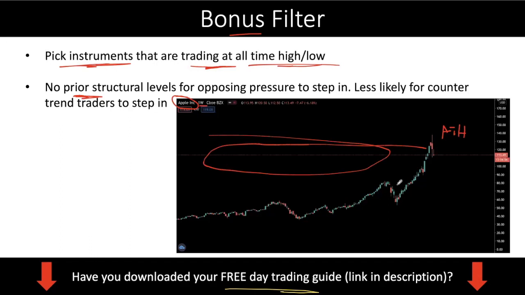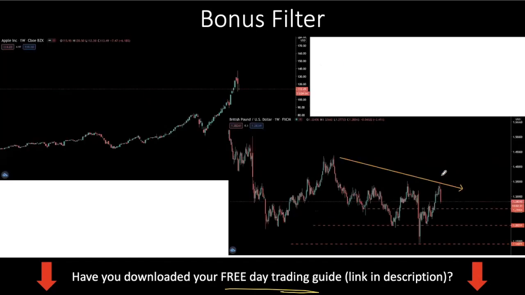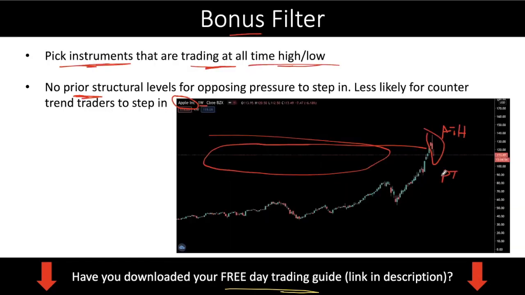So what happens is that when there is no market structure to lean on, counter trend traders are less likely to come in. People are less likely to come in to start selling it. All this is more likely to be profit taking. Okay, PT, I call it profit taking. So this is a very good filter that you can use.